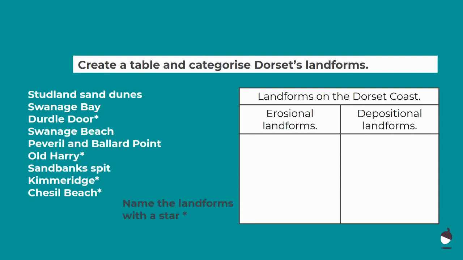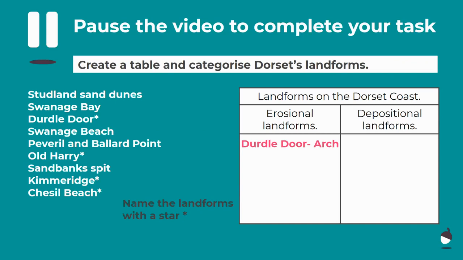4 of those have got a star. And where they've got a star, I'd like you to do a little bit extra. I'd like you to name the landform. So I'm going to give you 1 to start you off. Durdle Door, it's got a star, so we need to name the landform, is an arch. And an arch is an erosional landform. Pause the video, off you go.